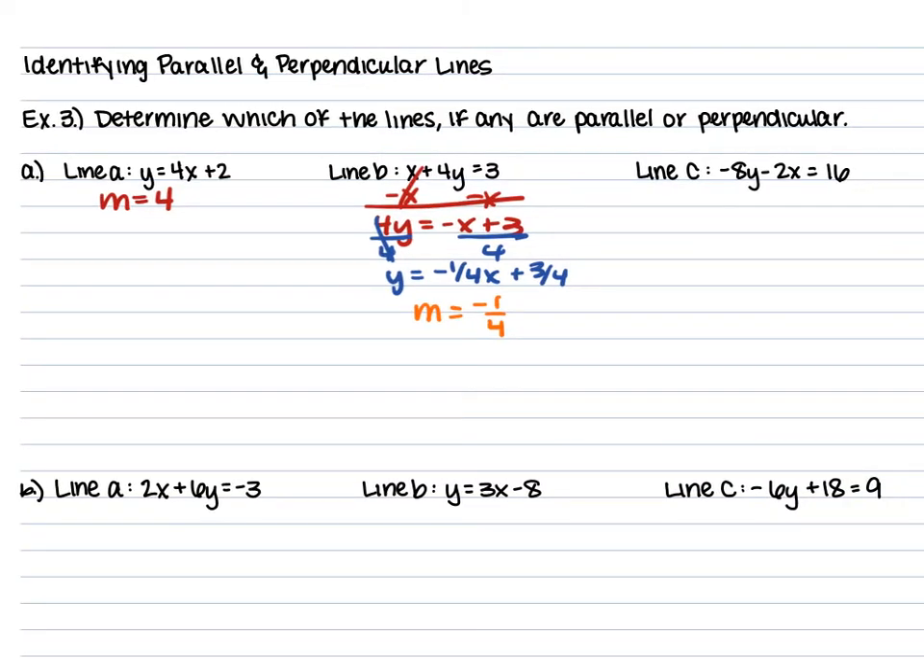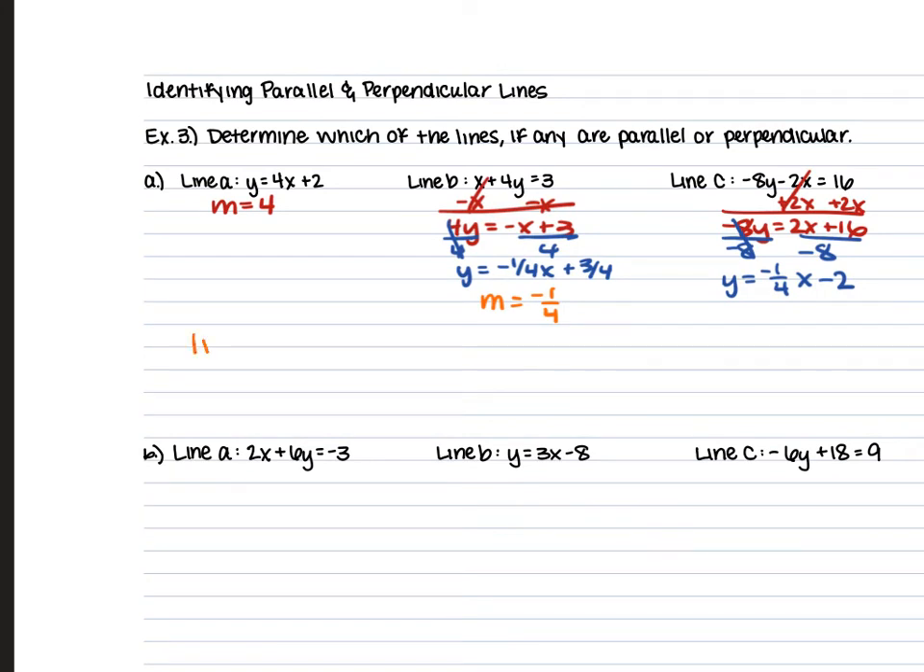And for line C, we have negative 8y minus 2x is equal to 16. So for this one, I'm going to add the 2x to both sides. I have negative 8y is equal to 2x plus 16. Then I divide each side by that negative 8. So y is equal to negative 1/4x minus 2. So line A is perpendicular, an upside down capital T, to line B and line C.